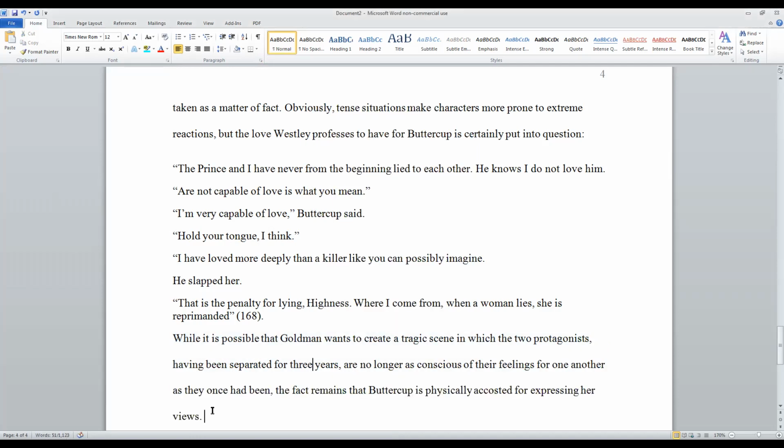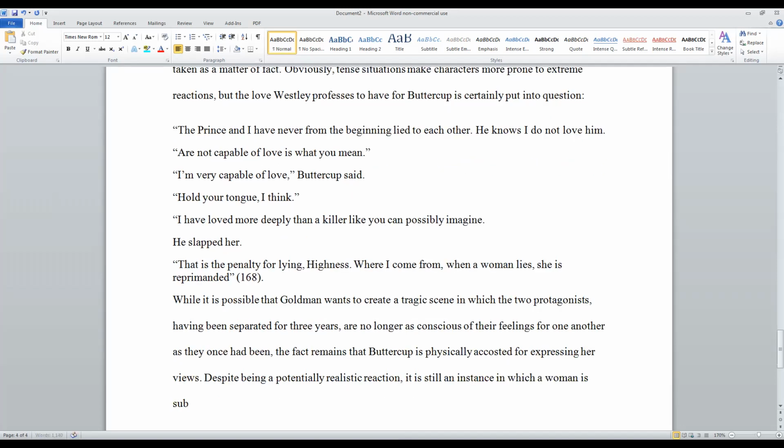Whether or not, or let's say despite being a potentially realistic reaction, it is still an instance in which a woman is subjected to physical harm to allow the ego of a man, of a male character, to be propped up.